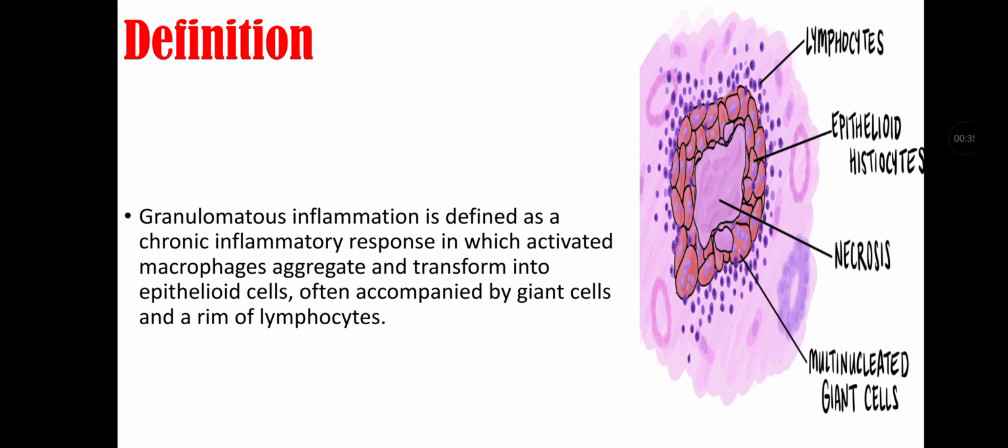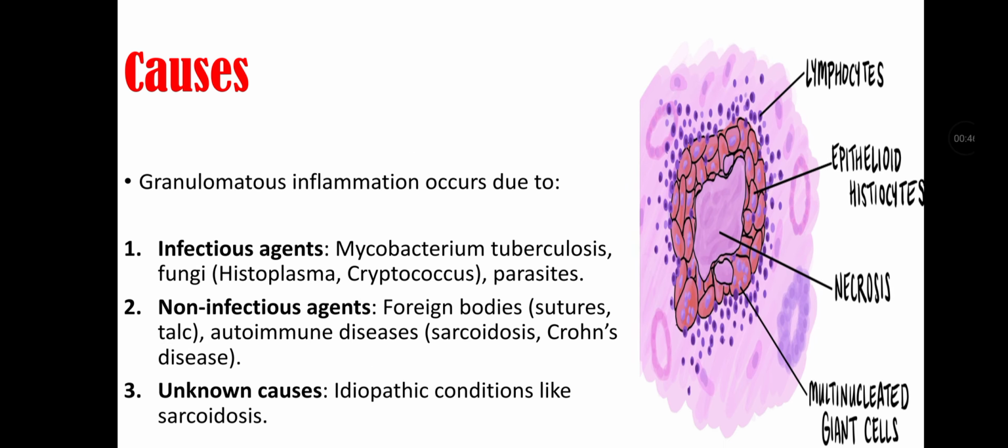Definition: Granulomatous inflammation is defined as a chronic inflammatory response in which activated macrophages aggregate and transform into epithelioid cells, often accompanied by giant cells and a rim of lymphocytes.